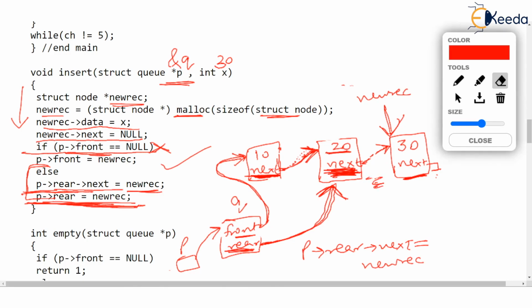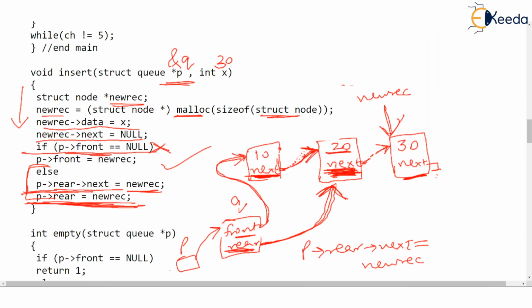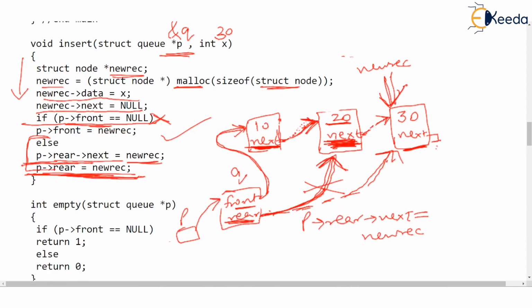Yes, everyone. Correct. What is the other change that is needed? Check this rear. How can this now point to 20? This rear should now point to 30. But how will you ask rear to point to 30? You will say rear, you point at the same node where nurec is pointing. That means you have to make this rear equal to nurec. So you say P arrow rear. First of all, you reach that rear. P arrow rear equal to nurec.